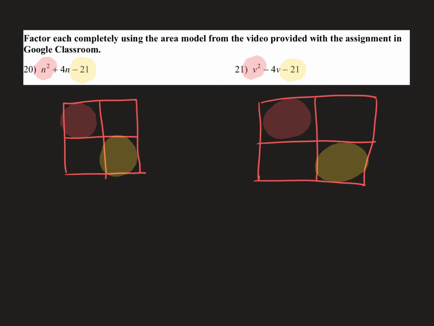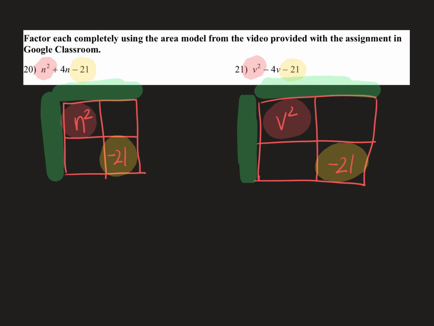Let's do that now. So n squared, negative 21, b squared, negative 21. Now, our answer is going to be on the outside. Our factorization is going to be on the outside. Now, I look at these like Punnett squares. That's what they look like to me. What do I multiply to get n squared? Because we're really multiplying. That's what this is here.